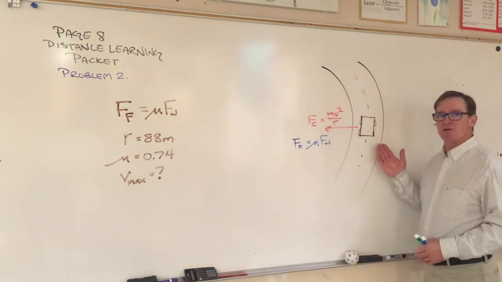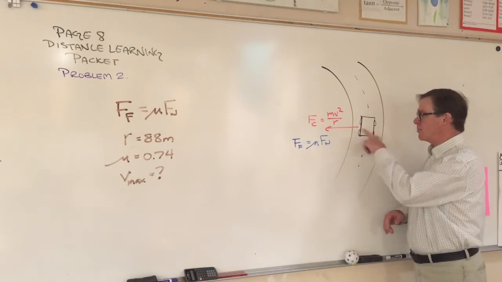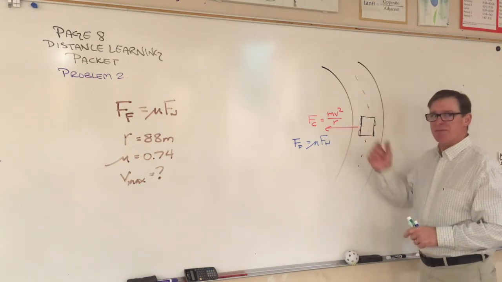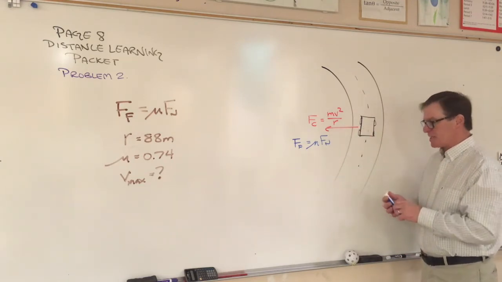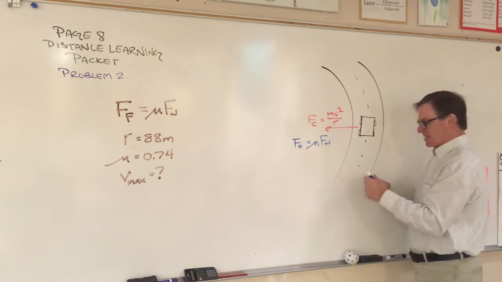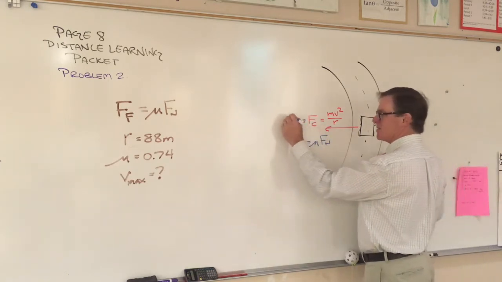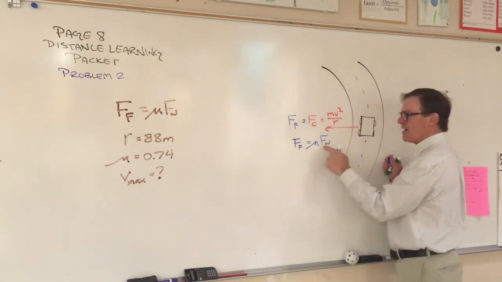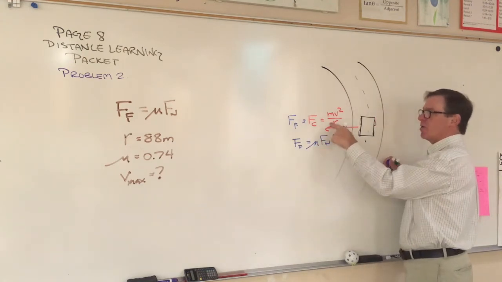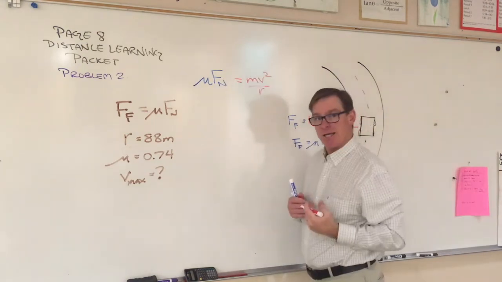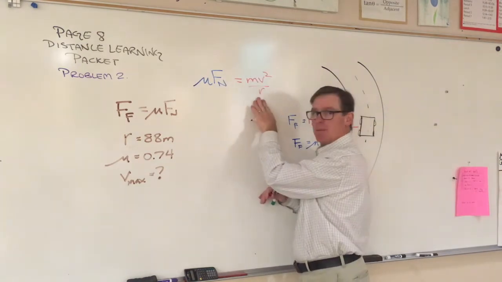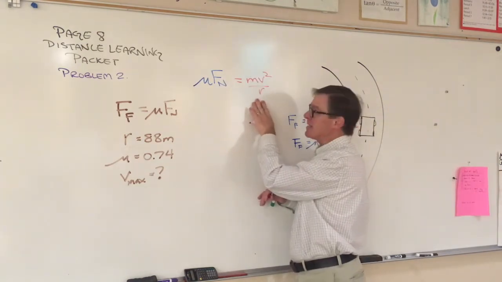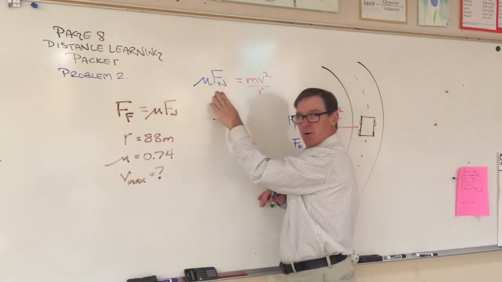Just drew a little picture of the roadway with the centripetal force, which is always mv squared over r, acting toward the center. In this case, the centripetal force is provided by the friction force. And so mu Fn equals mv squared over r. Again, in other words, the centripetal force is, in this case, the friction force.